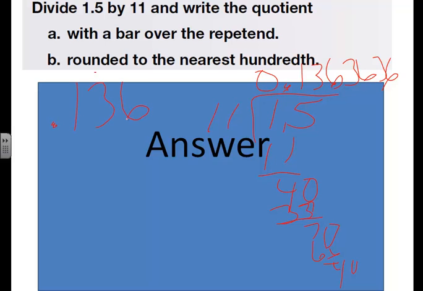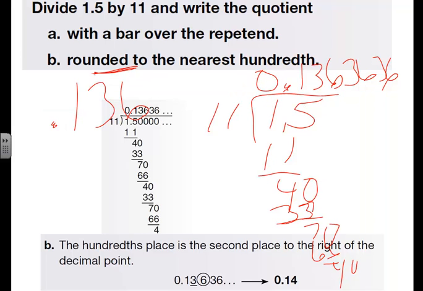And then in B, it says round to the nearest hundredth. That we do right here. We know that our hundredths is where the 3 spot is. The 6 here is bigger than a 5, so we're going to round that 3 up to a 4, and our answer is going to be 0.14.